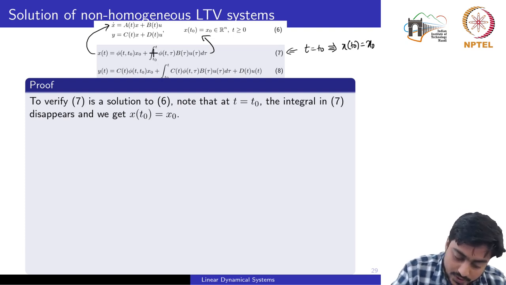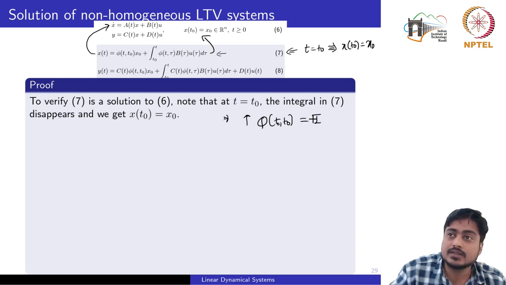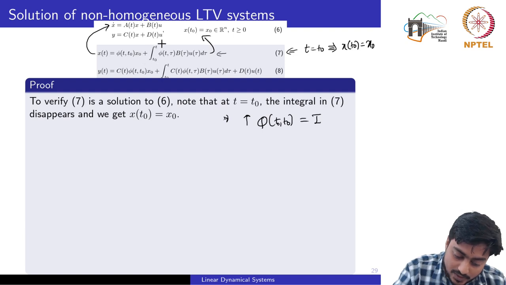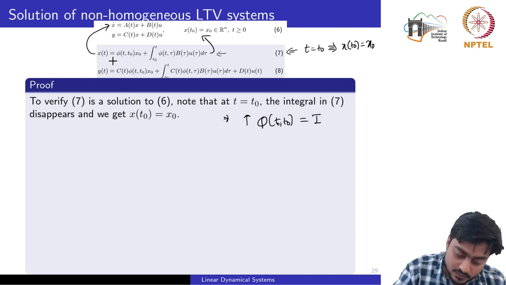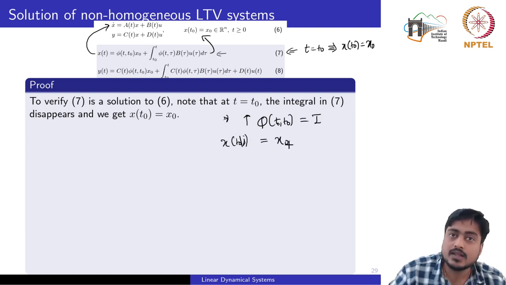Now let's put t is equal to t naught into this equation. So it would give me x of t naught, which is equal to phi of t naught comma t naught, and from the property of the state transition matrix, phi t comma t is basically equal to the identity matrix. Okay, so the x naught would remain. Now if I put t is equal to t naught here, this integral would vanish, right? So the solution we would have is that x of t naught is equal to x naught.